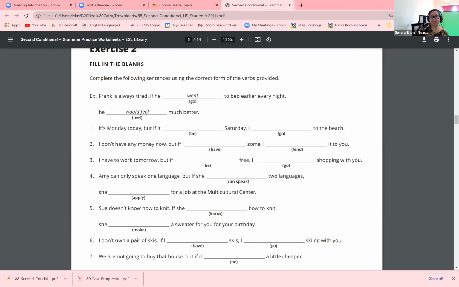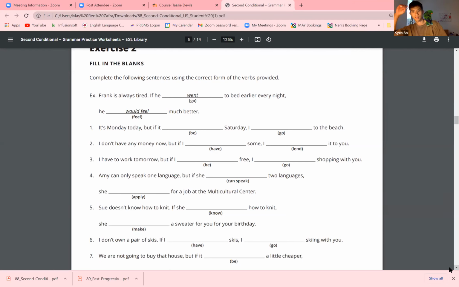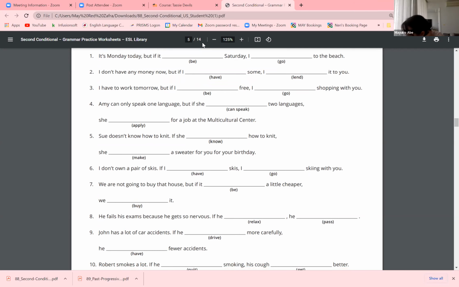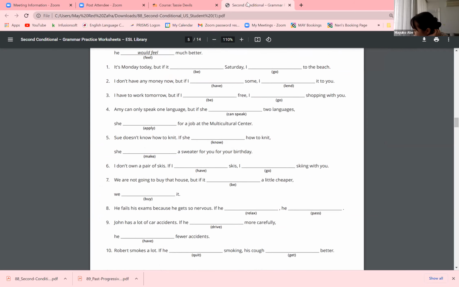Can we start? Yes, is it okay? All right. Mayuko, since you finished early, help us with number 1. It's Monday today, but if it was Saturday, I would go to the beach. Okay. If it was Sunday, I would go to the beach. Beautiful.